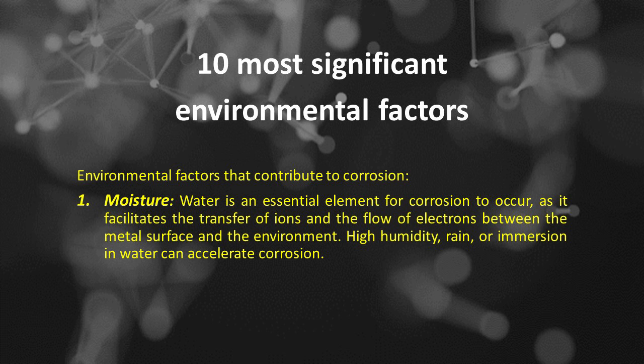Number 1 is called moisture. Water is an essential element for corrosion to occur, as it facilitates the transfer of ions and the flow of electrons between the metal surface and the environment. High humidity, rain, or immersion in water can accelerate corrosion.